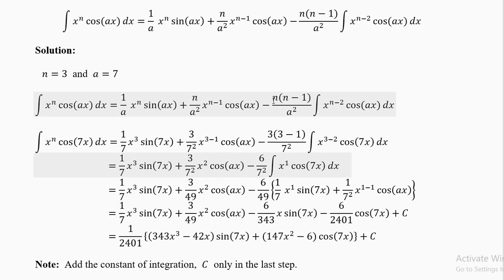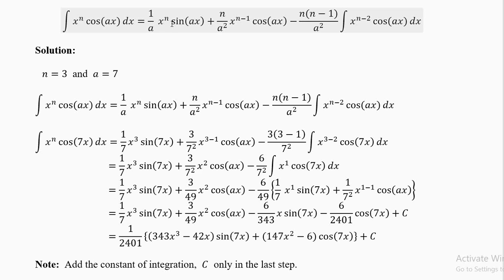Then your integration term is n into n minus 1 by a square. It is 3 into 3 minus 1 by 7 square, which is 6 by 7 squared, 6 by 49, x power 1 into cos 7x. Now, this integration, you have come down from 3 to 1. Do not try integration by parts here. Use the reduction formula. Except that when you put n equal to 1, the integration will not be there because you'll need only these two terms, which are same as your integration by parts, but copy it from the reduction formula.